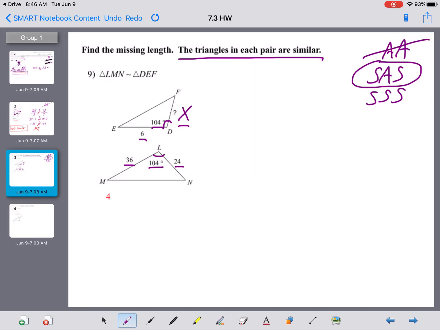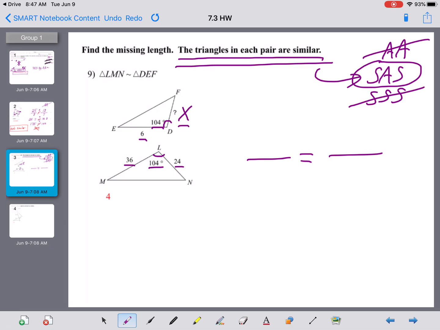Not enough info to show angle-angle, not enough to show side-side-side. Now they tell you already that the triangles are similar, so we know that this side-angle-side relationship holds. The 104s are your pair of congruent included angles, and that means that the remaining sides around those 104-degree angles have to be proportional.